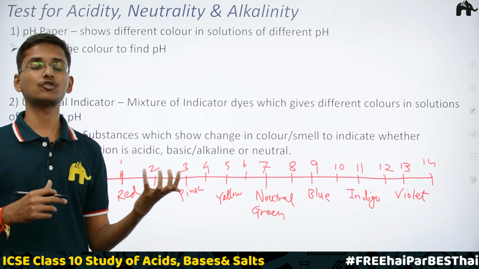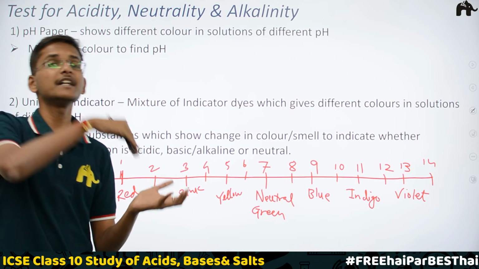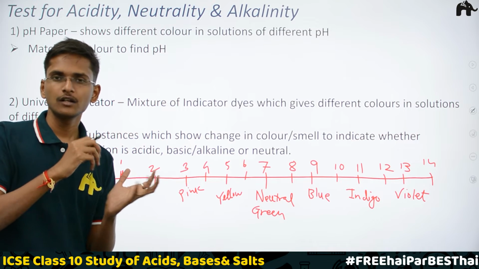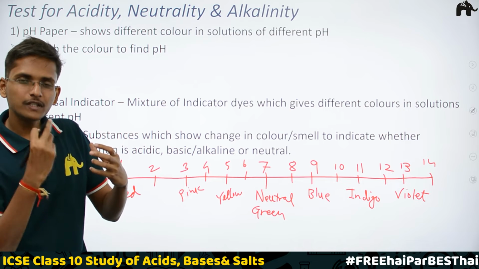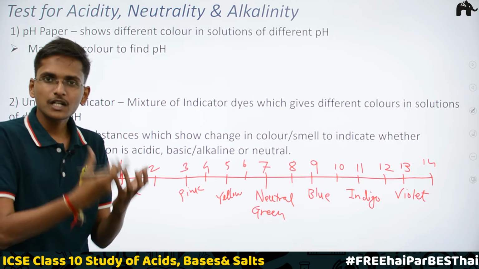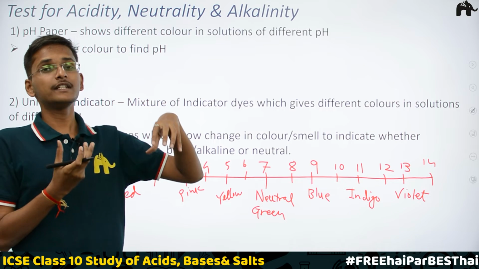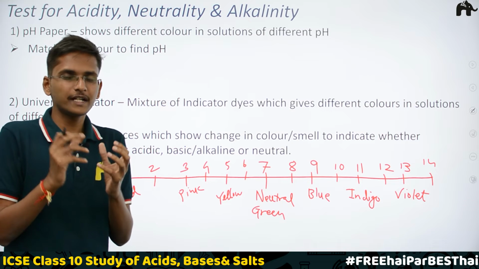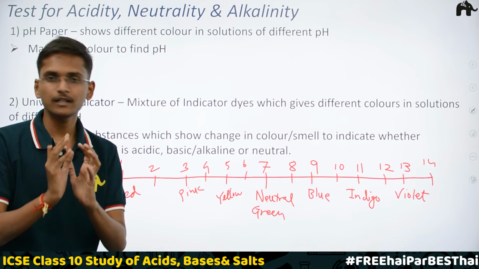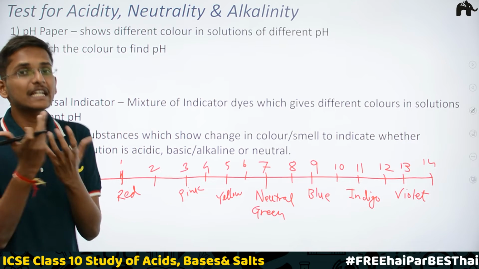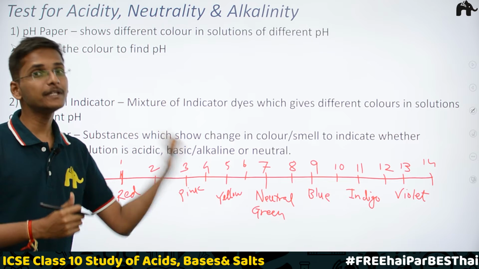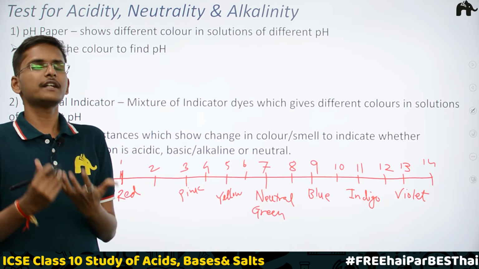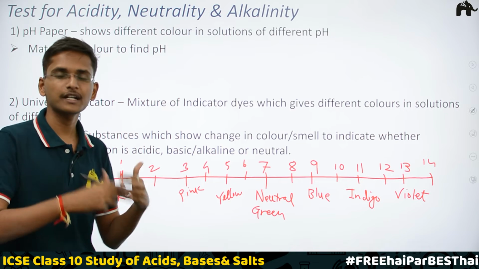Okay, but when the solution is already coloured and we add universal indicator to it, what is happening? The universal indicator brings out some colour change in the solution, but the solution already has some colour. Because of this mixing of colours, we may not get the exact, correct colour, and because of not getting the correct colour, we may not get the correct pH value.